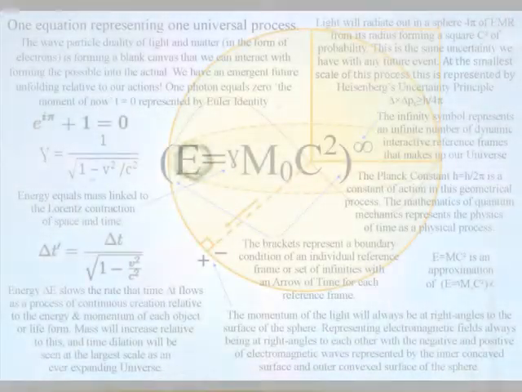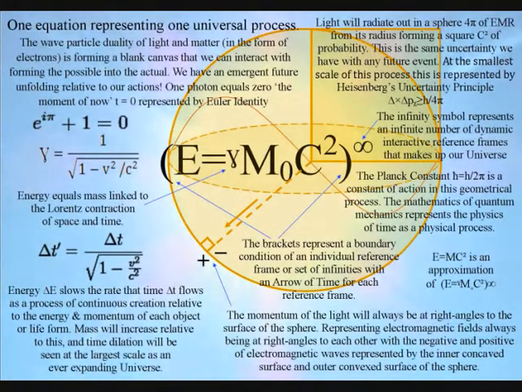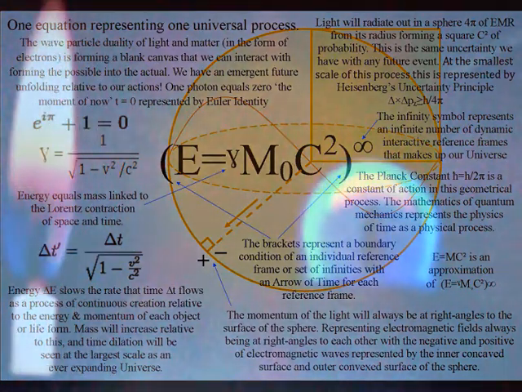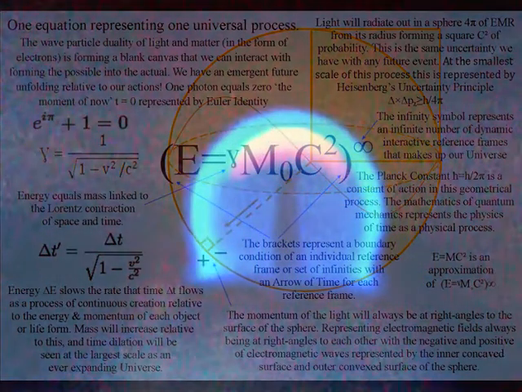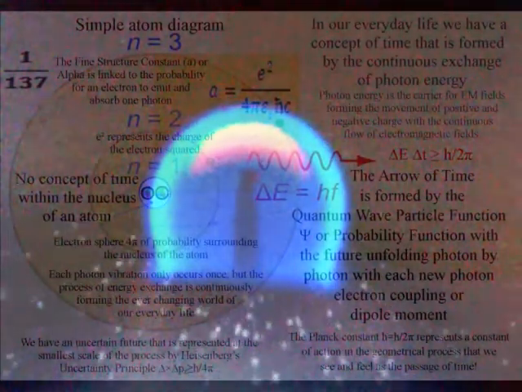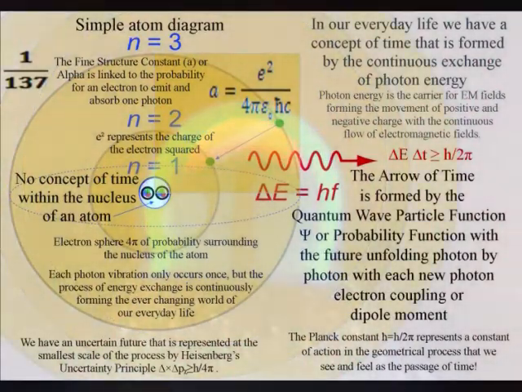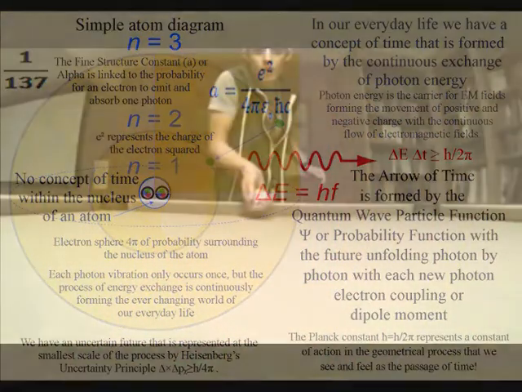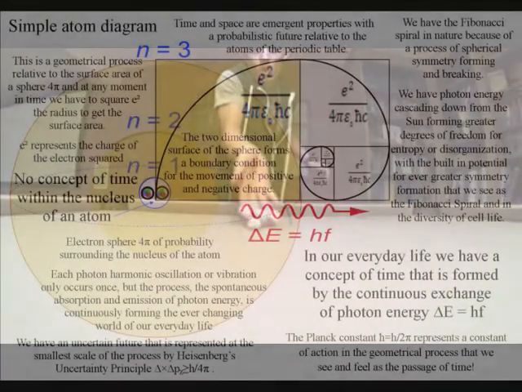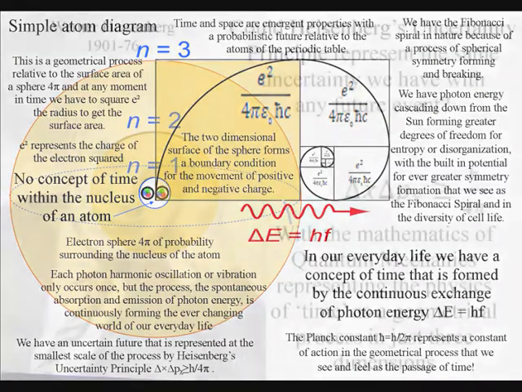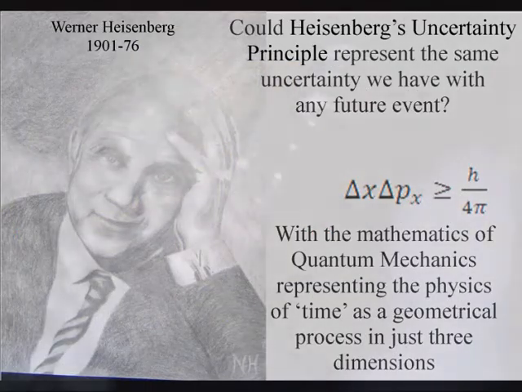The c squared represents the speed of light radiating out in a sphere of electromagnetic radiation from its radius, forming a square of probability. We have to square the probability of the wave function, because the area of the sphere is equal to the square of the radius of the sphere, multiplied by 4π. This simple geometrical process forms the probability and uncertainty of everyday life, and at the smallest scale of the process is represented mathematically by Heisenberg's uncertainty principle.